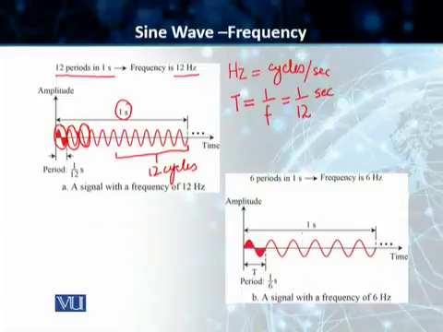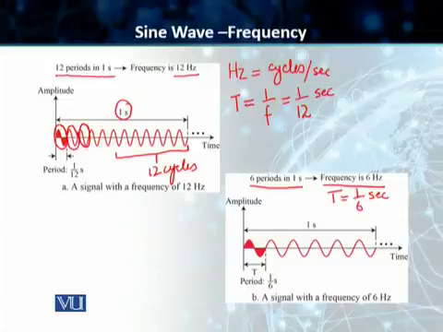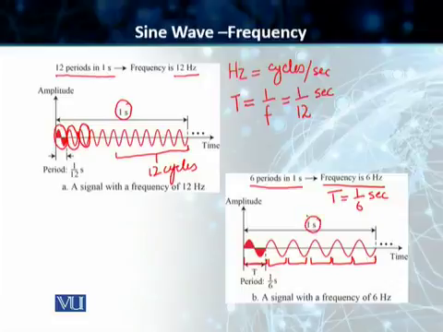Students, in the second example, we have got 6 periods which are completed in 1 second. Therefore, our frequency is 6 hertz and our period is 1 over 6 seconds. And as you can see, in this particular case, we have got 1 cycle, 2 cycles, 3 cycles, 4, 5, and 6 cycles that are completed in 1 second.